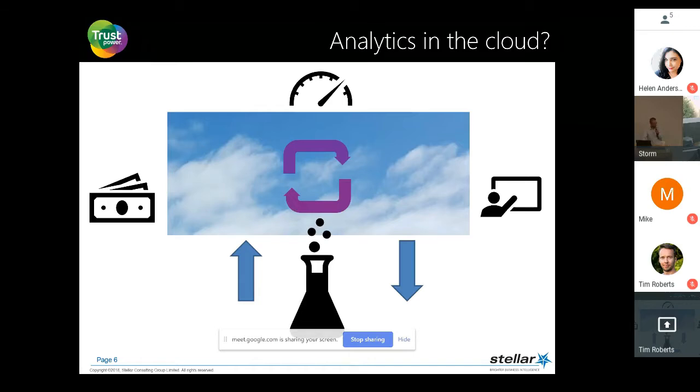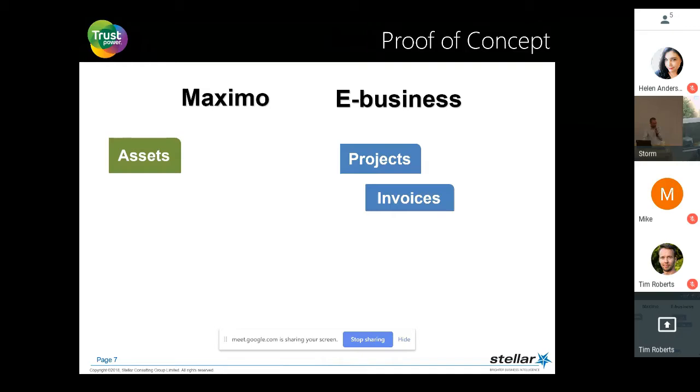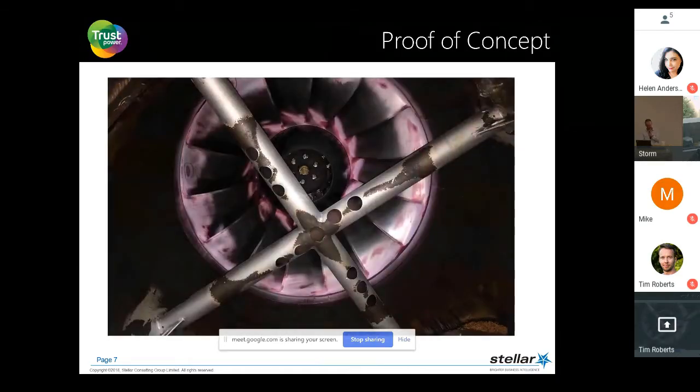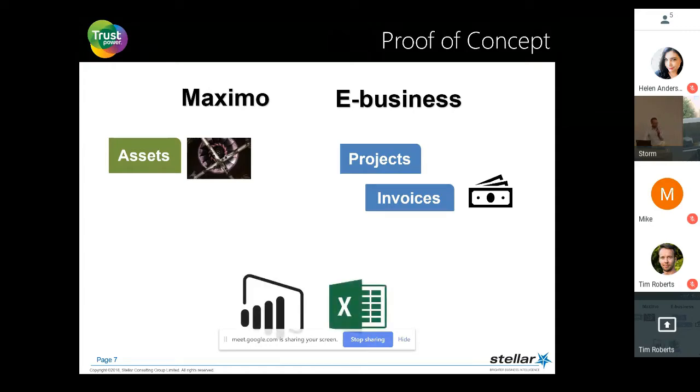So we set up a little bit of a proof of concept. We had a couple of source systems. One was Maximo, which dealt with asset information, such as turbines, and eBusiness, which had financial transaction information from the generation projects. There's some existing reporting there in Power BI and Excel.